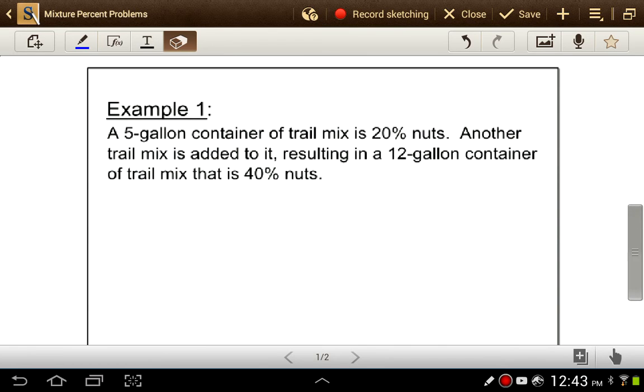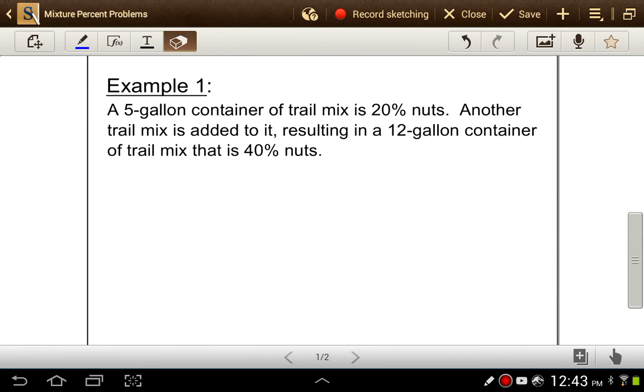Okay, in our first example, we have a 5-gallon container of trail mix that is 20% nuts. Another trail mix is added to it, resulting in a 12-gallon container of trail mix that is 40% nuts. The question we want to know is what percent of nuts is the second container? That's what we want to try to answer here. So what percent did we add to that?